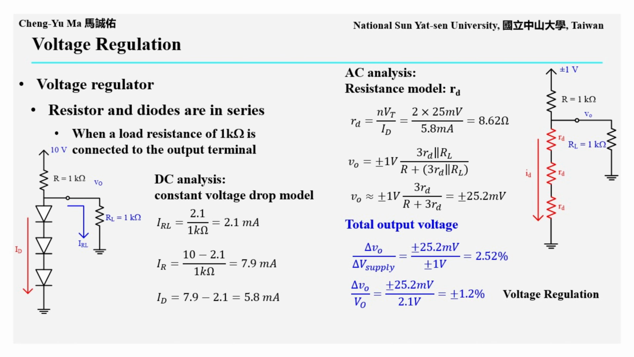As a result, under the plus or minus 1 volt supply variation, the output variation of the loaded voltage regulator is only plus or minus 25.2 millivolts. This corresponds to 2.52% of the supply variation. Relative to the output voltage itself, the variation is about plus or minus 1.2%. Compared with the no-load case, where the variation was plus or minus 0.88%, the regulation becomes slightly worse after the load is connected.